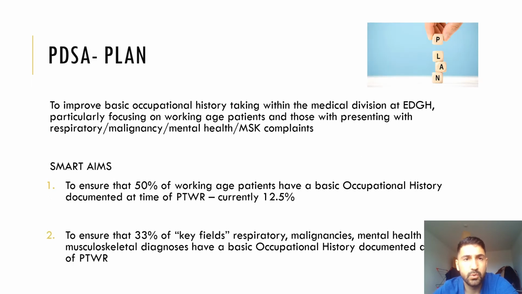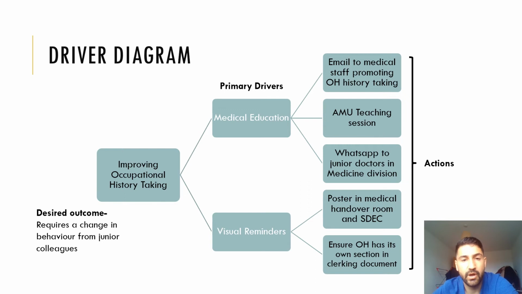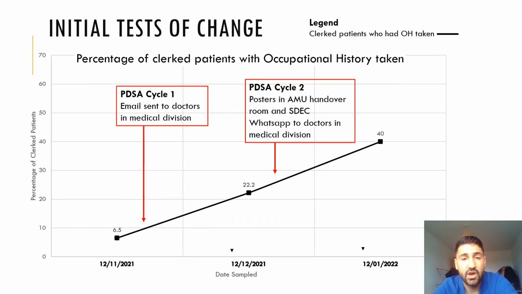To take this forward as a quality improvement project, I initially started with a PDSA plan to achieve an aim of 50% of working age patients having a basic occupational history taken at the time of post-take ward round. My driver diagram demonstrates the medical education as well as visual reminders would be the most efficient way of achieving those aims. This slide demonstrates the initial results of my quality improvement project.